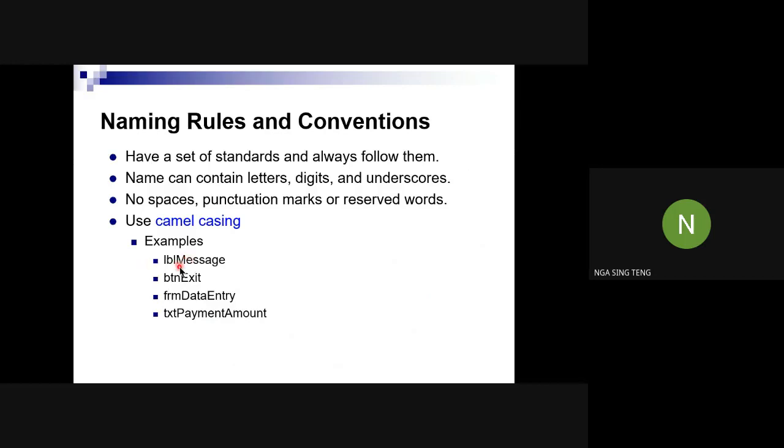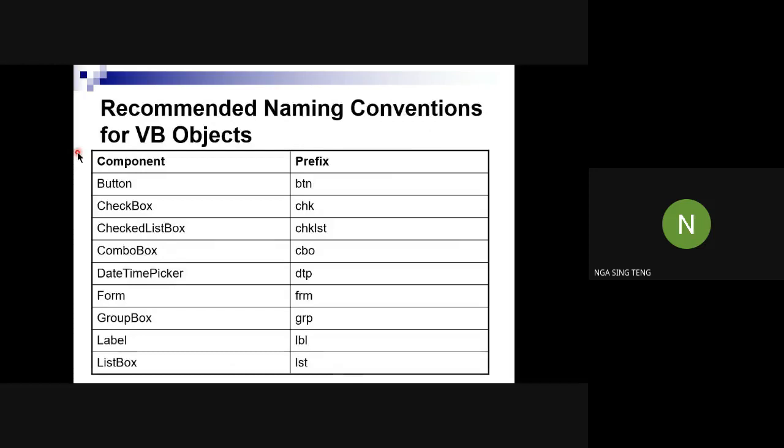You're having one element called label, with the name message. Actually having one element called button, with the name button exit, the exit. Okay. Actually, this is the prefix: LBL, BTN, FRM, TXT. You're going to use that prefix, or a different prefix for a different control. Okay. Yeah, this is the one I mentioned just now.